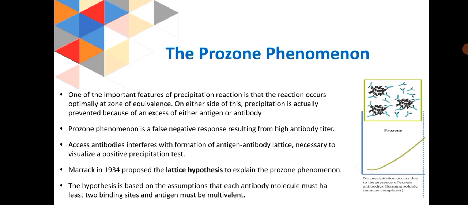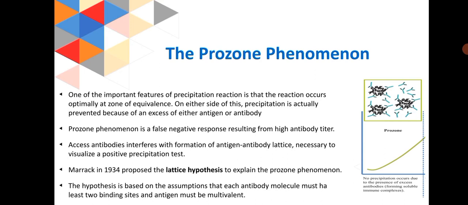The prozone phenomena. One of the important features of precipitation reaction, as we have already seen, is that the reaction occurs optimally at the zone of equivalence. On either side of this, precipitation is actually prevented because of an excess of either antigen or antibody. Prozone phenomena is a false negative response resulting from higher antibody titer. Excess antibodies interfere with the formation of the antigen-antibody lattice necessary to visualize a positive precipitation test.